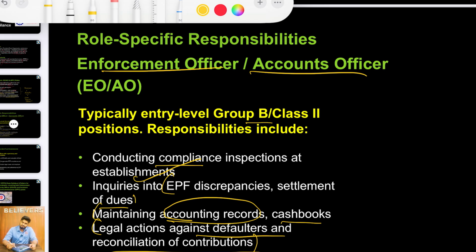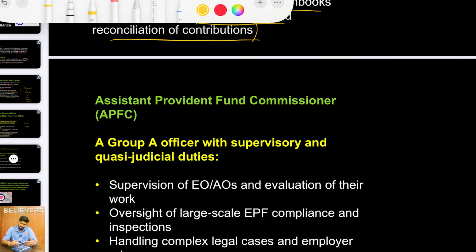There are two exams which will be conducted in the morning and evening. Morning it will be EO and AO, and afternoon it will be APFC. There is just a slight difference between the syllabus of EO/AO and APFC. We'll discuss it in the video.